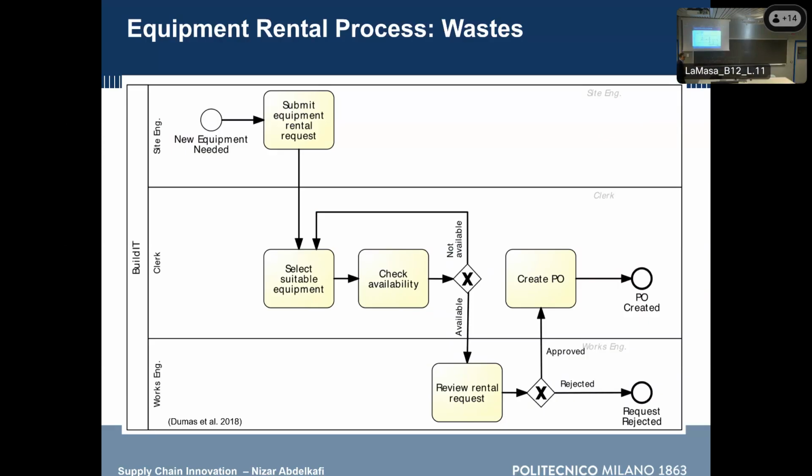And defects is a quality problem. Yeah, it could be understood also as a quality problem. Okay, do you see another source of waste here? Look at the last step. Look at the last step. What does the works engineer do?